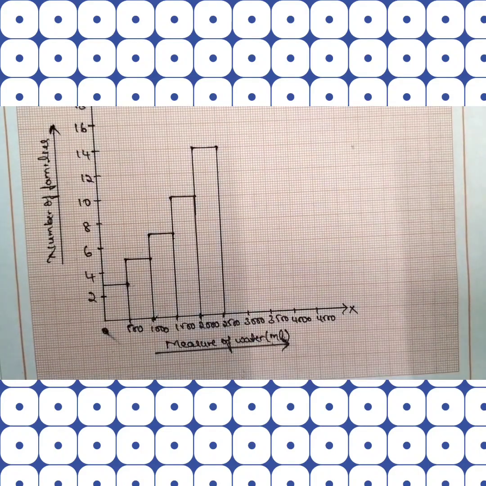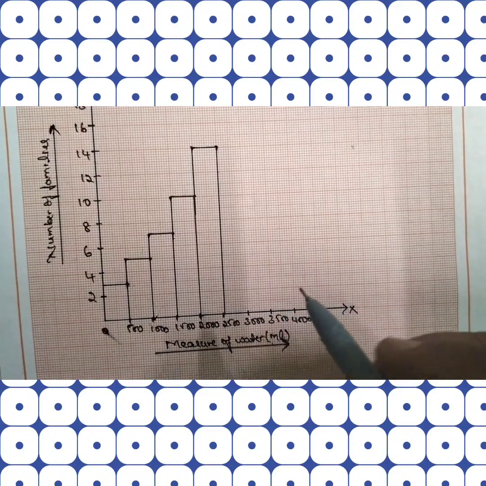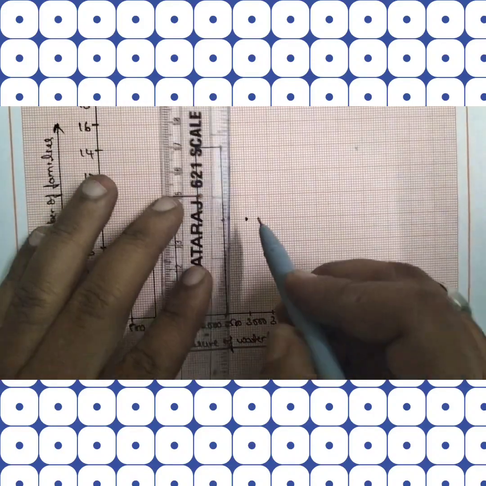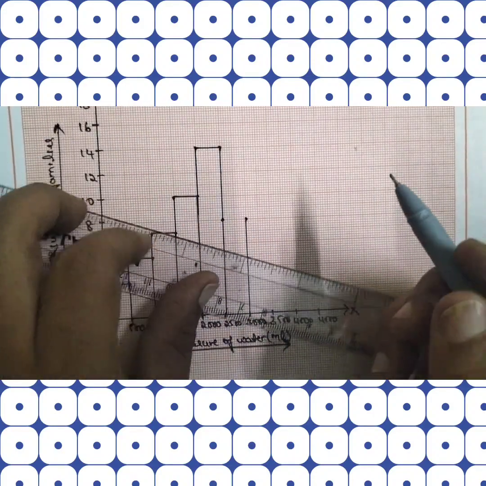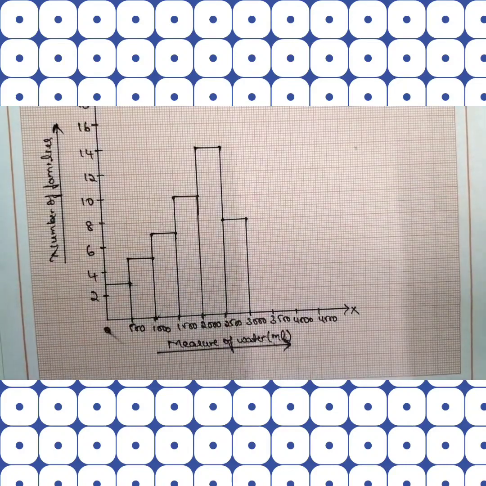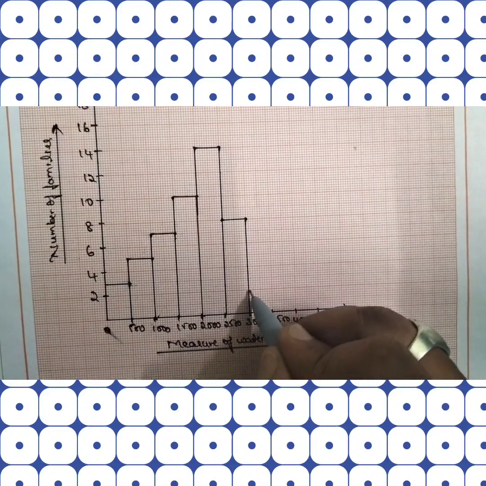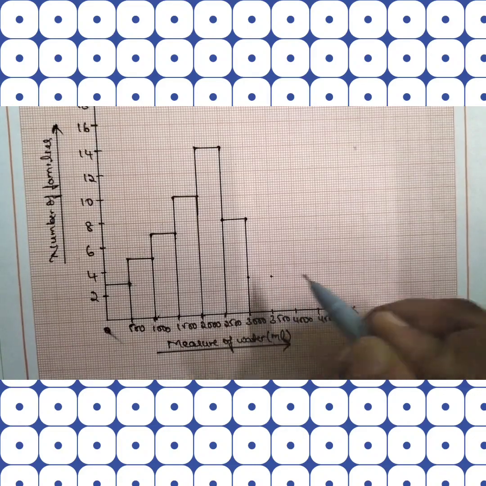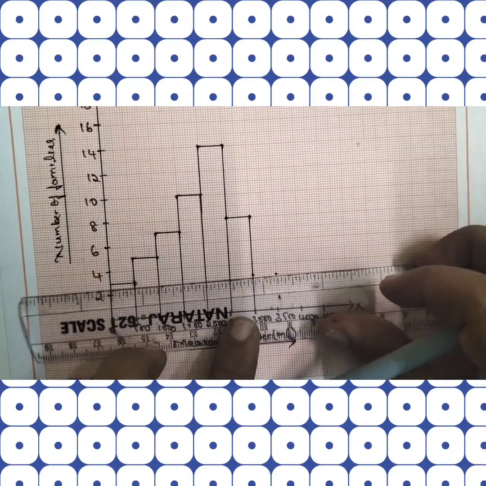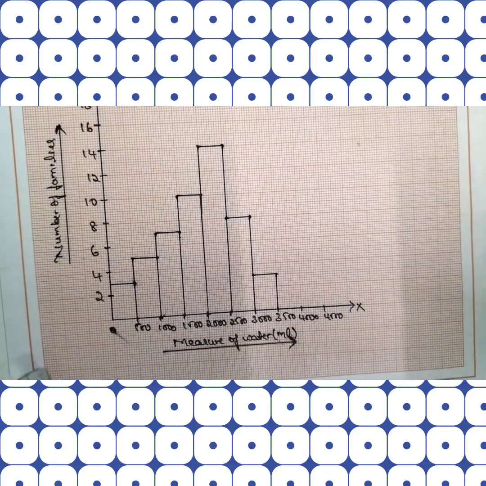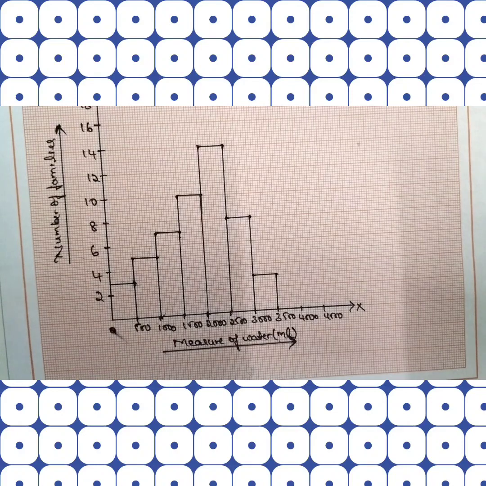Next, 2500 to 3000, total 8 families. 8 is here, look, 8 families. Next, 3000 to 3500, it will be 3 families. 3 means it is in between 2 and 4. So like this we have to draw the histogram for the given table. For the given data we have drawn the histogram.